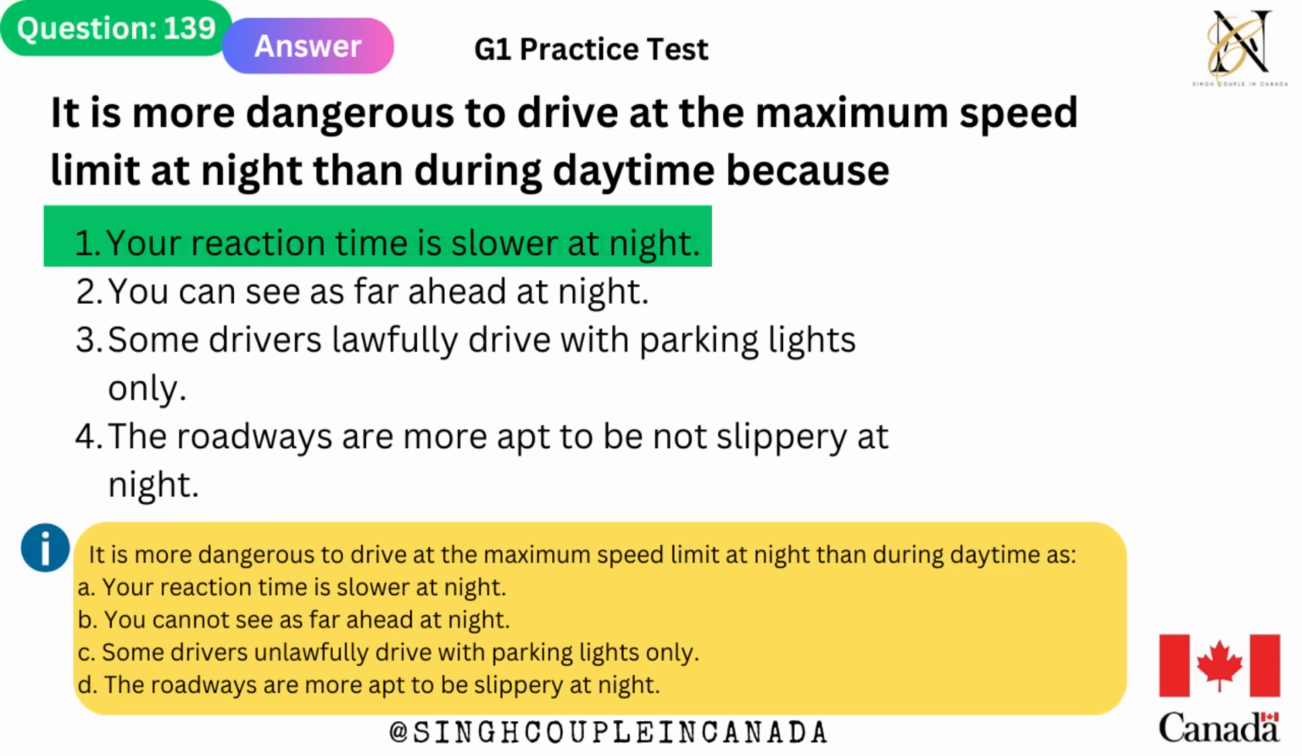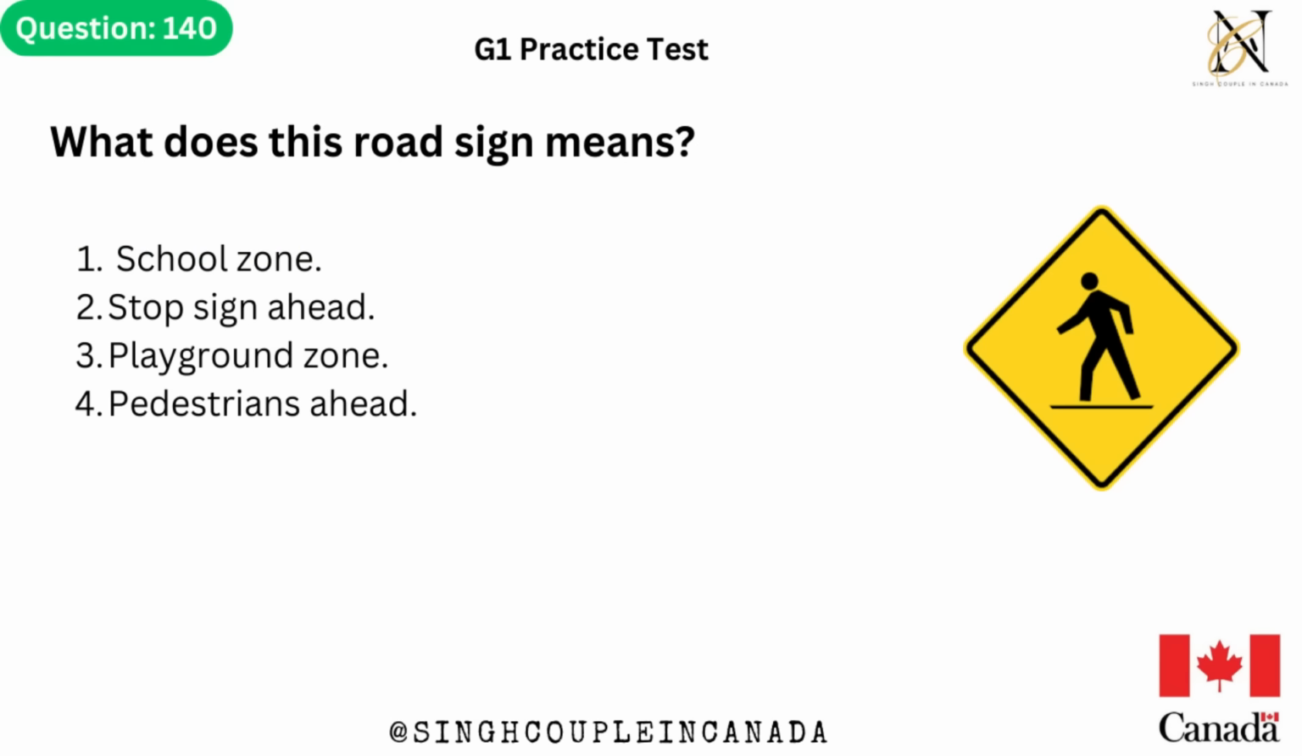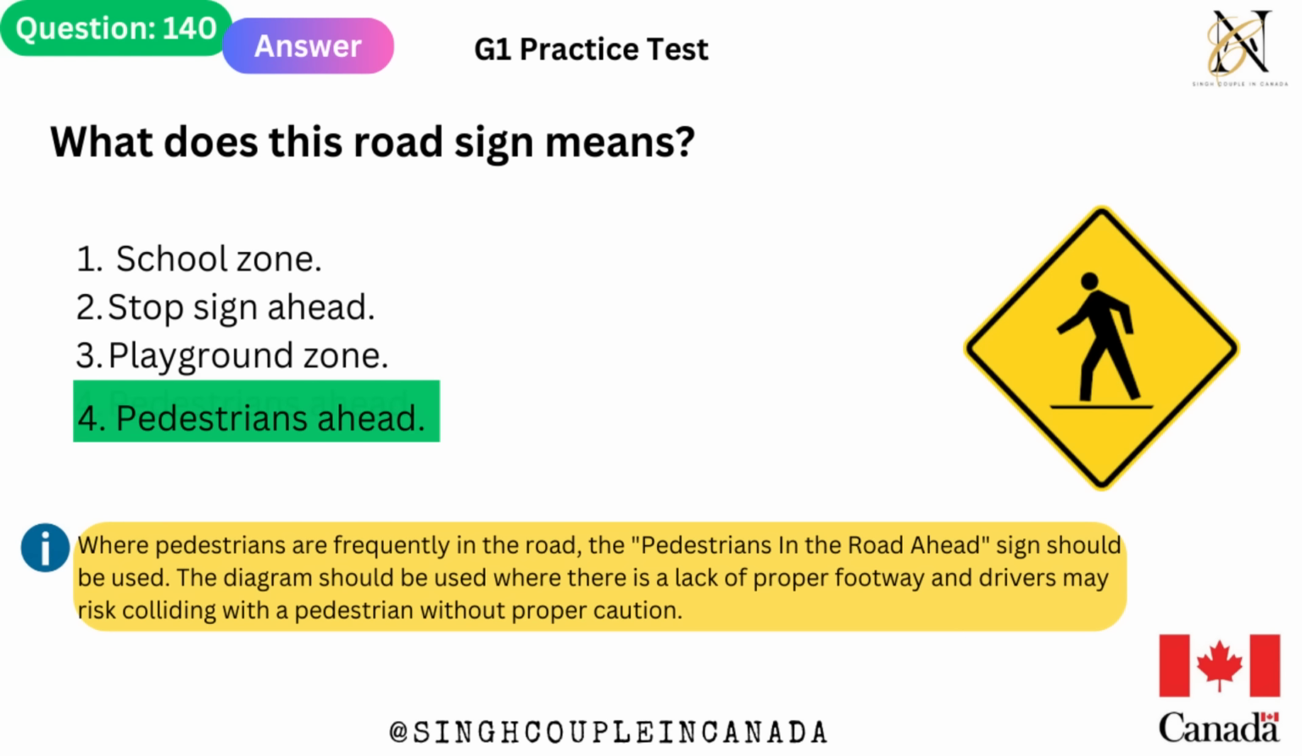It is more dangerous to drive at the maximum speed limit at night than during daytime as A. Your reaction time is slower at night. B. You cannot see as far ahead at night. C. Some drivers unlawfully drive with parking lights only. D. The roadways are more apt to be slippery at night. What does this road sign mean? 1. School zone. 2. Stop sign ahead. 3. Playground zone. 4. Pedestrians ahead. The answer is 4. Pedestrians ahead.